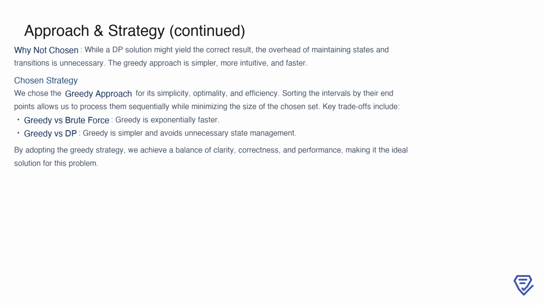It is simpler, more intuitive, and faster, avoiding the need for additional state management. By sorting the intervals and processing them sequentially, we minimize the size of the set while guaranteeing that all intervals are covered. This strategy strikes an ideal balance between clarity, performance, and correctness. Compared to brute force, it's exponentially faster, and compared to dynamic programming, it avoids unnecessary complexity. Adopting the greedy approach ensures that we solve the problem in the most efficient and straightforward manner, making it the optimal choice for this scenario.